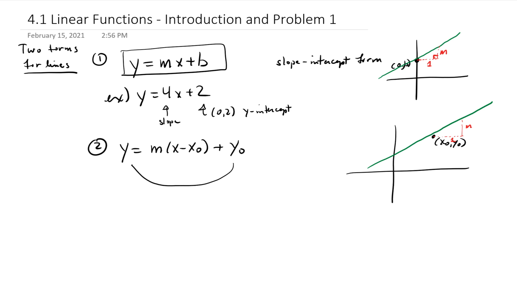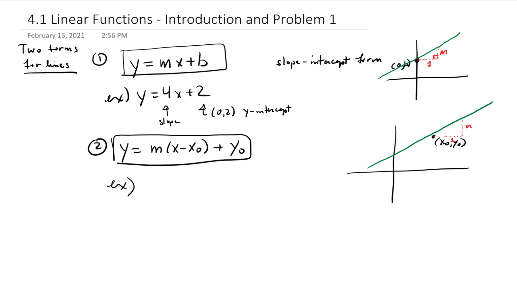Sometimes we also send the y0 to the other side, but here, since I want to take these equations and look at them from the point of view of functions, I want to have y solved for in the equation. So that's our second form. For example, if I have a point that's (1, 3) and a slope of 4, the equation would be y equals 4 times (x minus 1) plus 3. So this would be a line that goes through (1, 3) with a slope of 4.